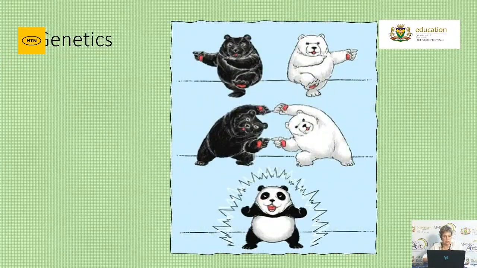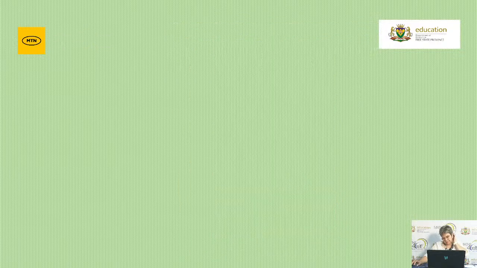If we look at genetics, it is very important that you read. Genetics is like mathematics. There's a formula that you must use and apply when you are doing genetics. So let's focus just on a few points where sometimes you struggle to identify what the answer is.